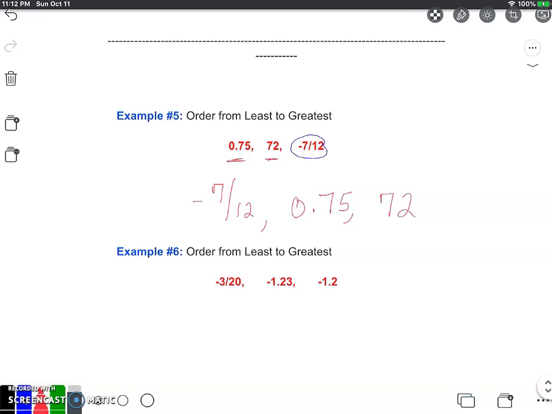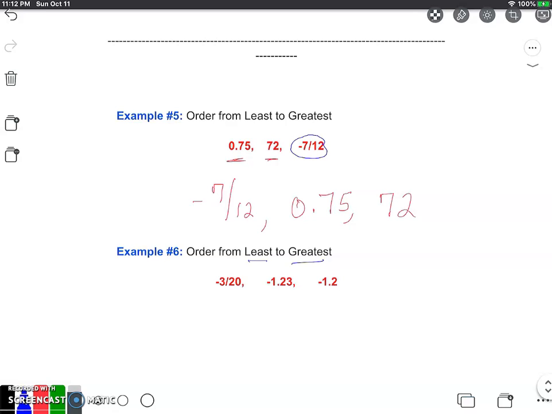Now, let's look at our next one. Let's look at example number 6. Example number 6, now every number is negative. So now we've got to go a little bit deeper. Continue to analyze your problem and see if you can find anything that helps. All right. So remember, we're still doing least to greatest.